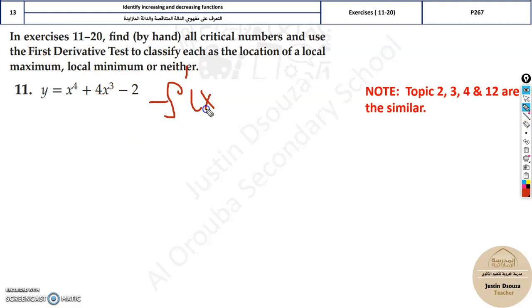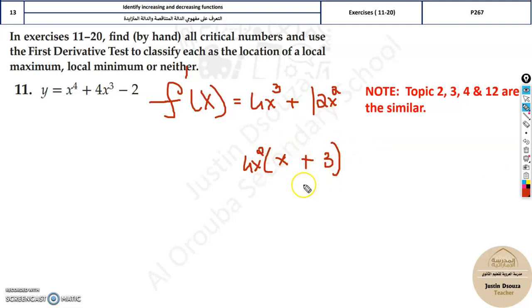First, find the derivative f dash of x. That will be 4x cube plus this 3 comes, it'll be 12x square. That's it. So now you can use your calculator to find the roots, or you can do algebraic substitutions. Over here 4 is common, and take x square also common. So you're remaining with x plus 3, since 4 times 3 is 12. So now the answer would be x is equal to 0 and x is equal to minus 3.